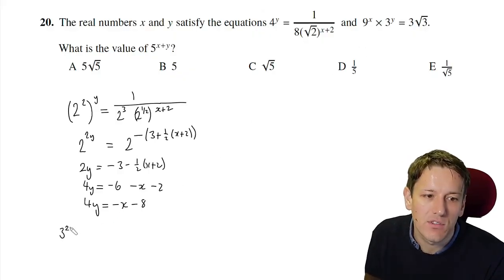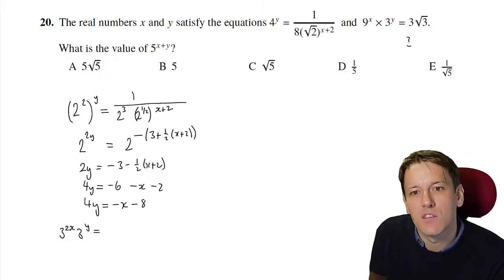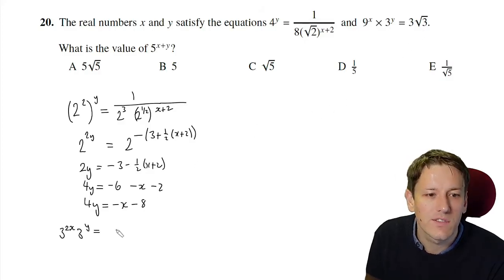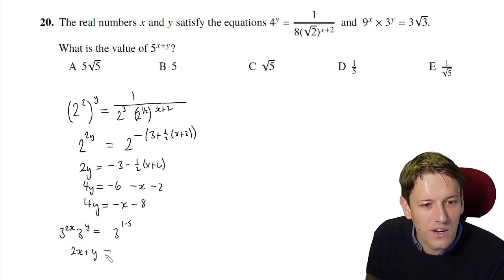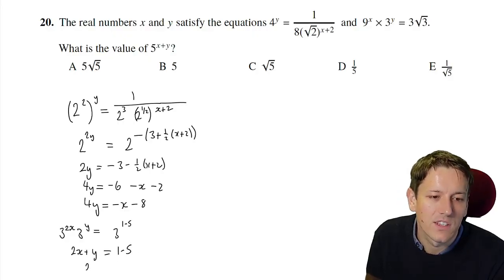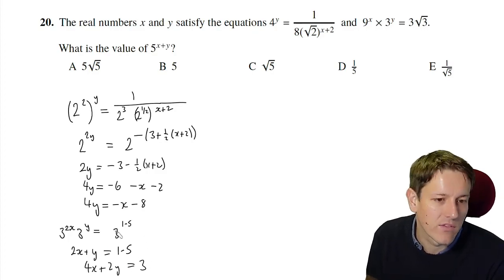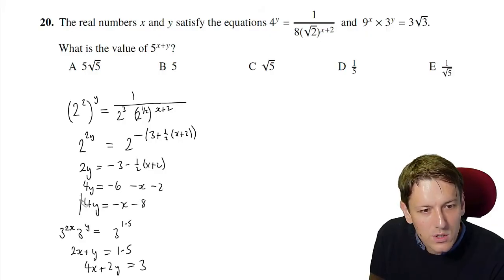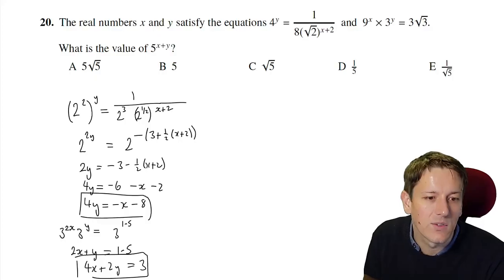9 to the x, that's 3 squared to the x, so that's 3 to the 2x, times 3 to the y, and 3 root 3, that's 3 to the 1 times 3 to the 1/2, so that's 3 to the 1.5. And so I've got 2x plus y is equal to 1.5. So I've got, let's write 4x plus 2y is equal to 3. So I've got everything in nice whole numbers. So I've got two simultaneous equations here for x and y.